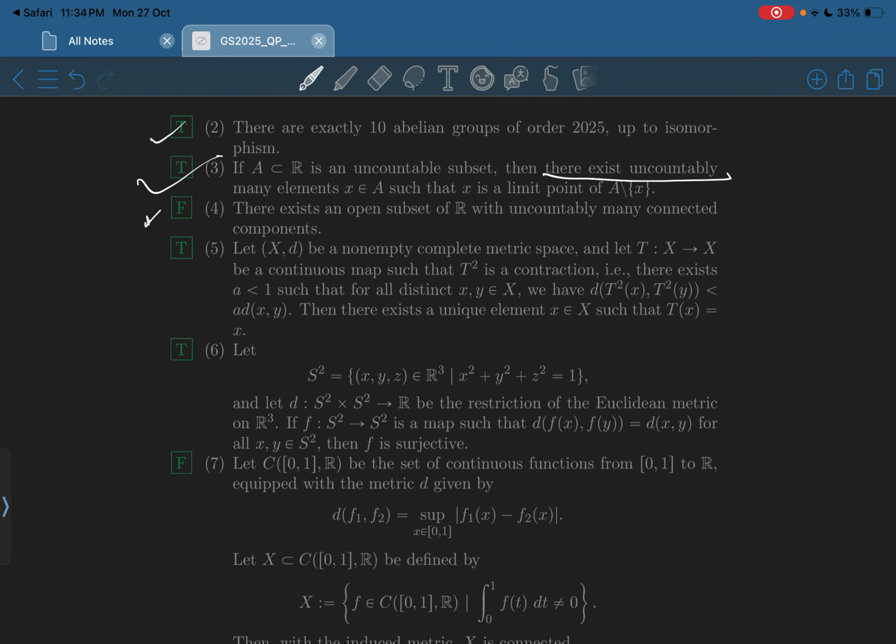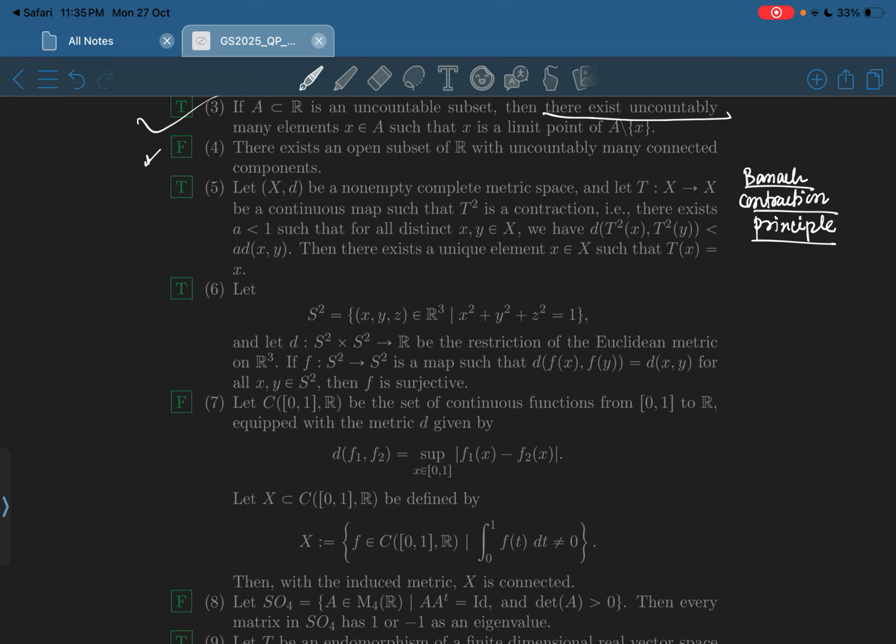So now this question number 5: let X be a non-empty complete metric space and T from X to X be a continuous function such that T square is a contraction. Then there is a unique element x such that Tx equals x. First of all, this is related to the Banach contraction principle, okay? Those who don't know this theorem are not able to solve this problem. But those who know this theorem should know the proof of this theorem, which is not very difficult, and they should know what the statement is.